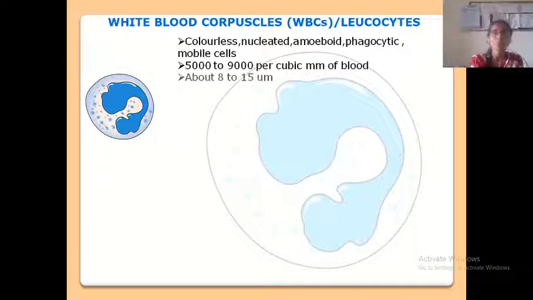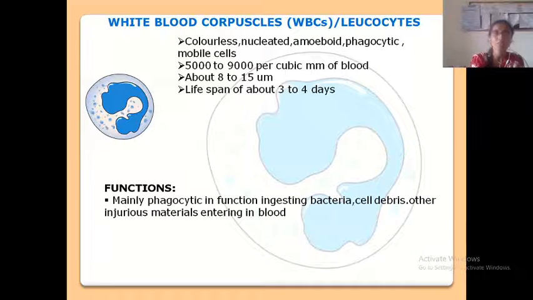Approximately 5,000 to 9,000 WBCs are present per cubic millimeter of blood. The diameter is 8 to 15 micrometers, and their lifespan is about 3 to 4 days. And what is the major function of WBCs? Some of the WBCs are lymphocytes, which are engaged in the production of antibodies. The major part of the WBCs are phagocytic, that is neutrophils, which are phagocytic in nature, and so they play a very important role in our defense mechanism.